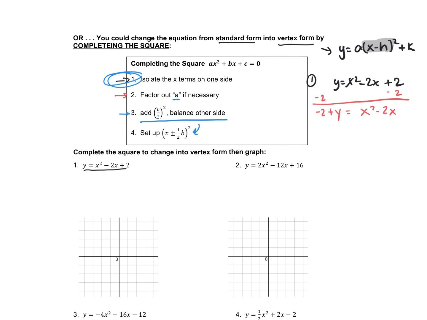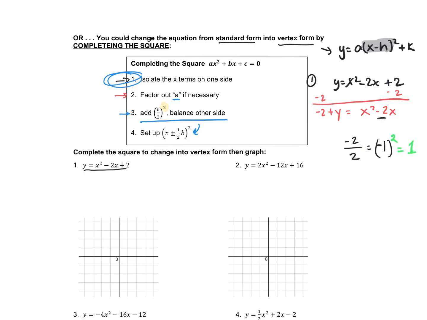First thing you do is take b. B is that negative 2. So it's telling us to take b, which is a negative 2, and divide by 2. That's the inside. That gives me a negative 1. And now it's telling me to square. So I'm going to square it, and I get a 1.